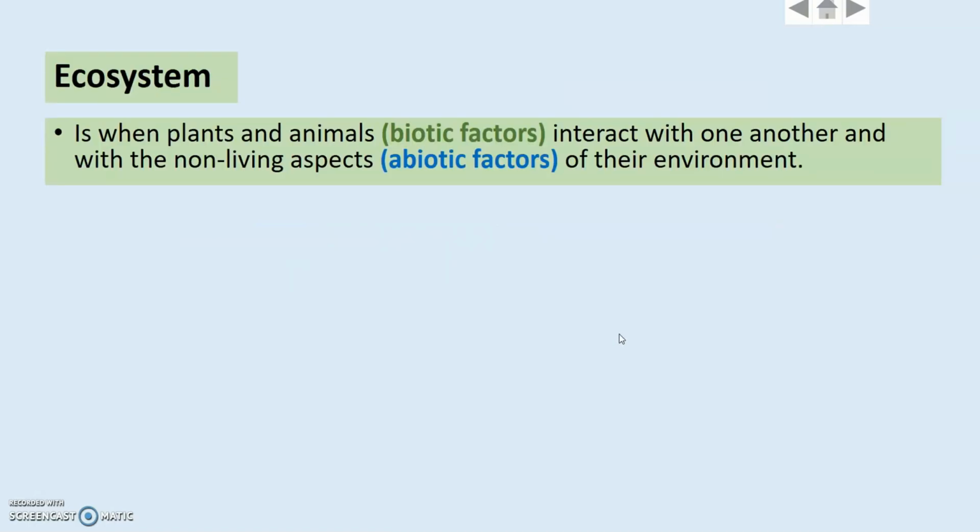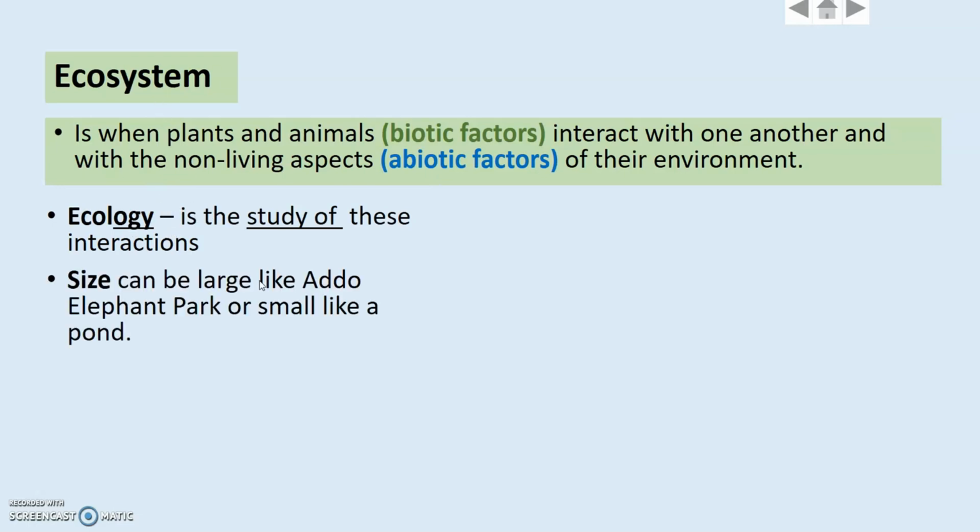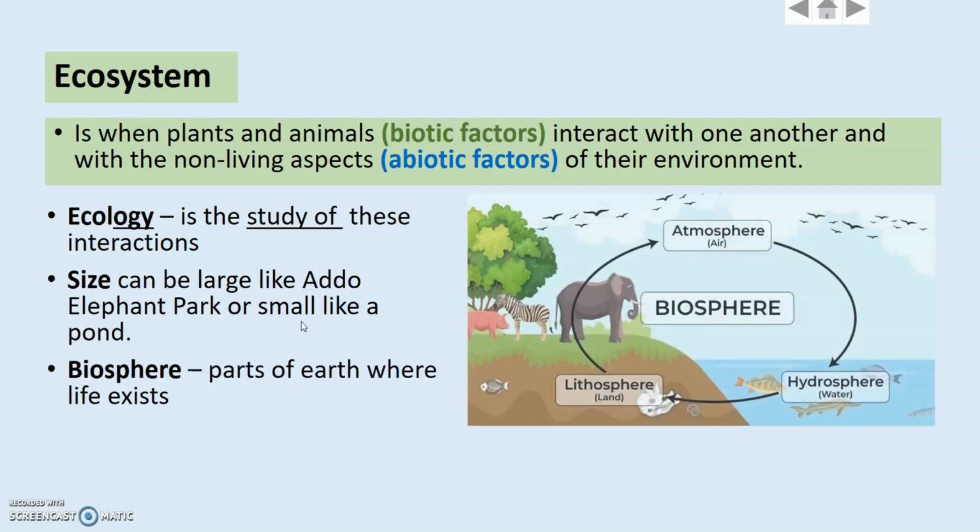Now about ecosystems. It's when plants and animals interact with one another and the non-living aspects of the environment. Ecology is the study of these interactions, the study of ecosystems. An ecosystem could be very large, like Addo Elephant Park, or small, like a pond. In fact, the Earth, which is a giant sphere, could be considered an ecosystem.